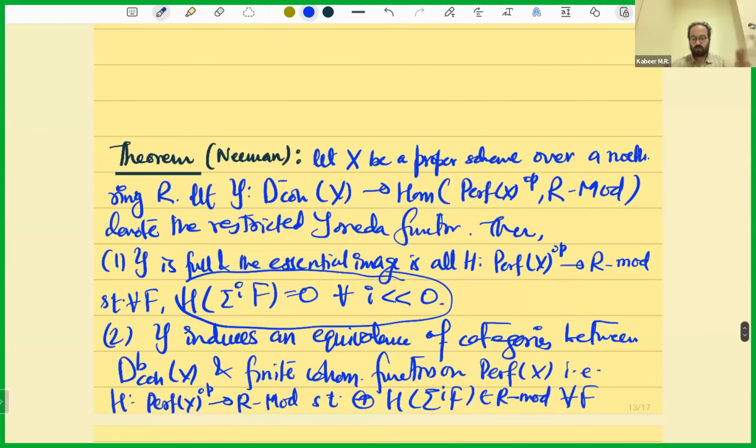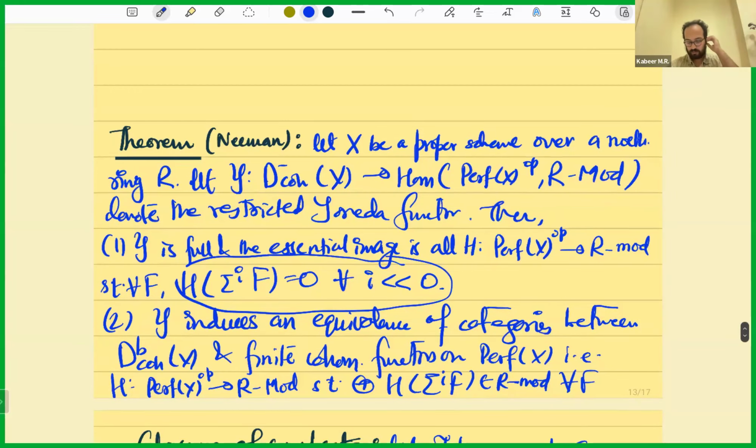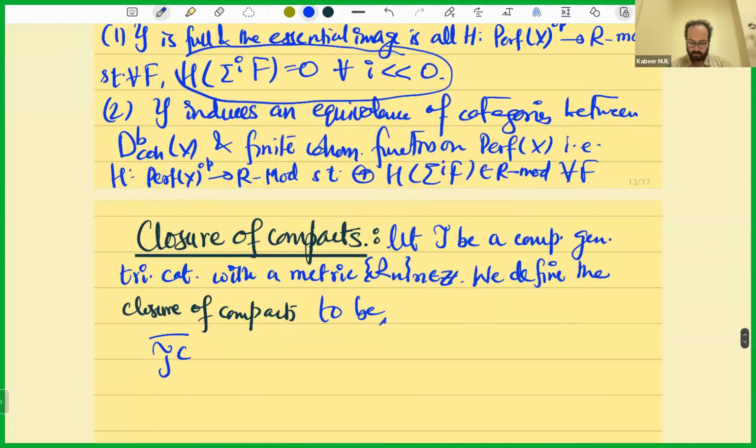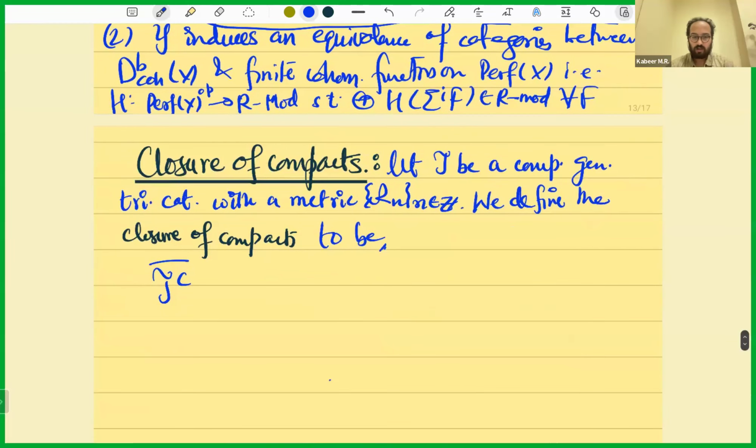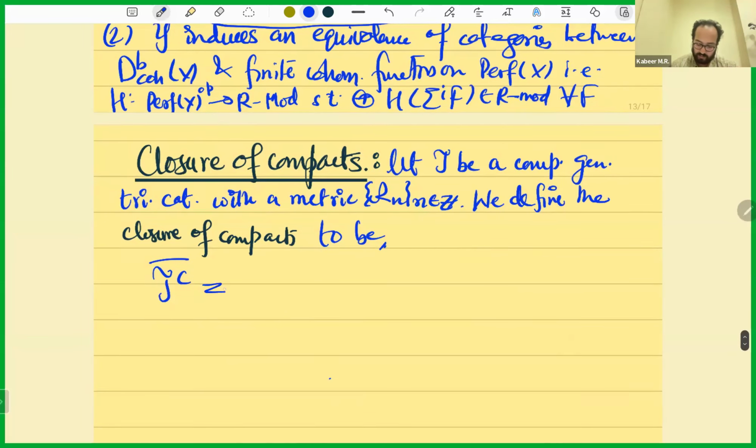Because I sort of talked about the whole machinery of G-approximability, and I'll state it in that generality in a second. Okay, so if there are no other questions, let me quickly talk about the closure of compact objects. So let T be a compactly generated triangulated category with a metric.